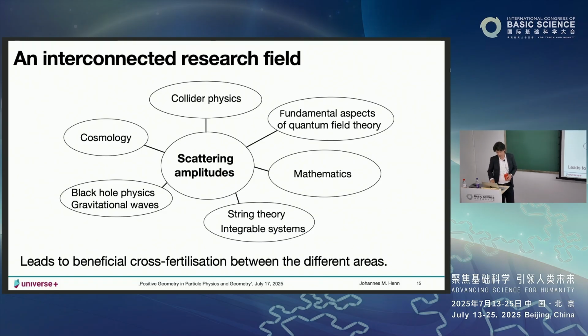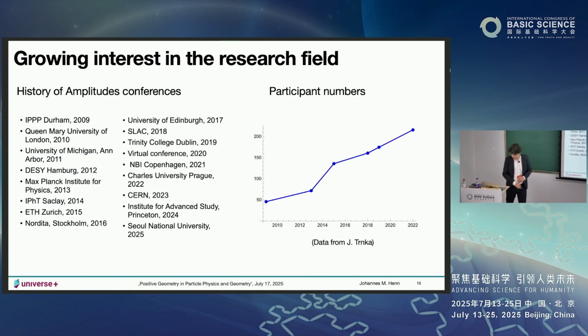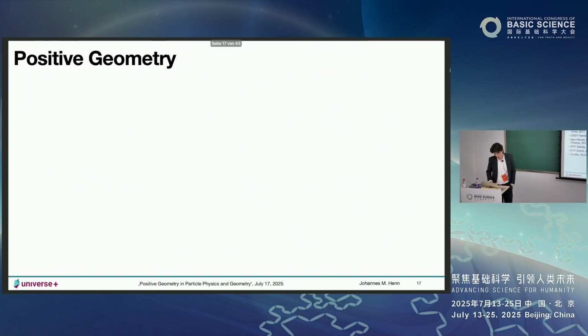There's a useful cross-fertilization. And to give you a more numerical viewpoint of this, Jaroslav Trnka was so nice to give me this data, the numbers of participants from the amplitudes conferences. There's a yearly conference in this field, which started roughly in 2009, and has happened since, with some COVID online version in between, but otherwise it's happened every year. And you can see there's a linear increase, let me call it, in interest in the field. So that's what I wanted to say to introduce this area of scattering amplitudes.